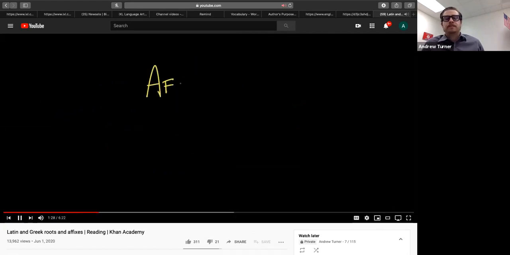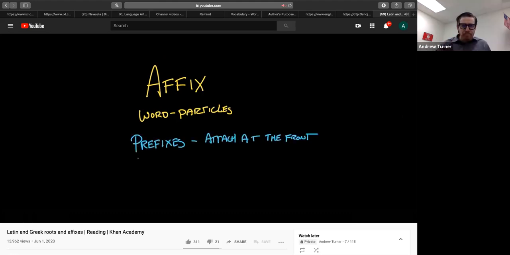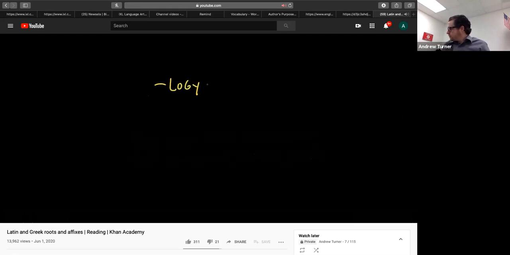To this understanding, let us add the idea of an affix. Affixes aren't words or roots, but they are word particles that convey meaning. Maybe you've heard of prefixes and suffixes. If you have, these are both types of affixes. Prefixes attach at the front end of a word, whereas suffixes attach at the back end. An example of a suffix would be logy, meaning the study of or the science of.